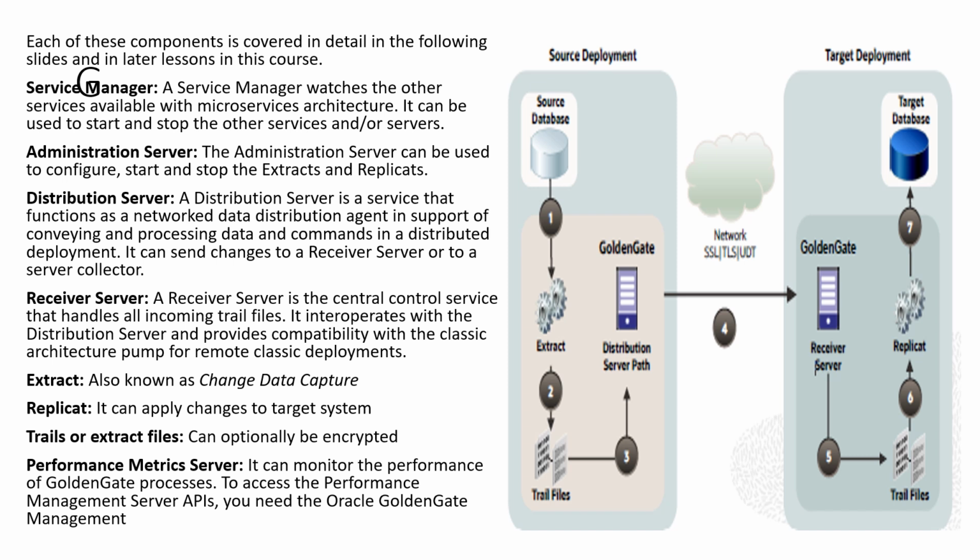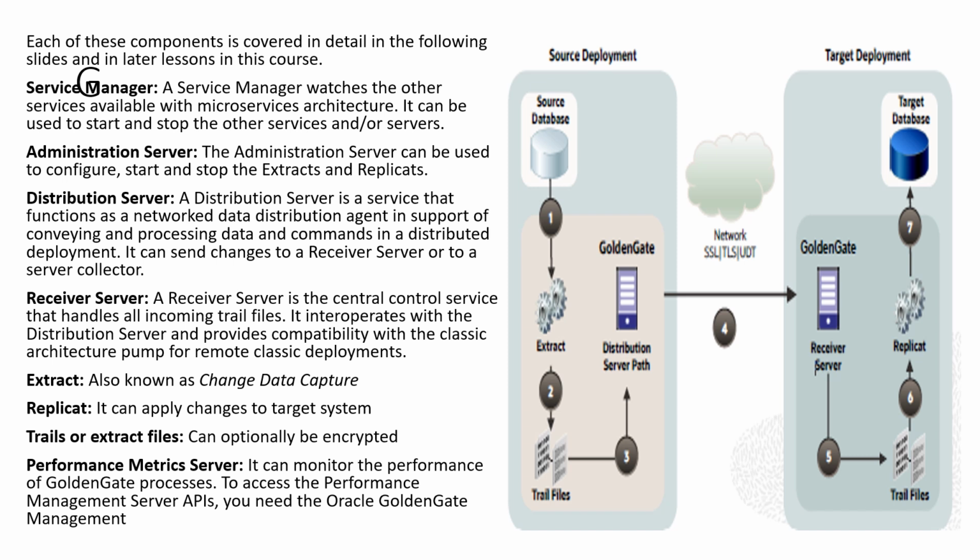Okay, so all these server processes would be created, like the administration server or receiver server, which are capable enough to send or receive the data. Similarly, for the performance metric server, these would be automatically getting created. These server processes would be automatically getting created. Okay, and a set of these server processes will make one deployment.